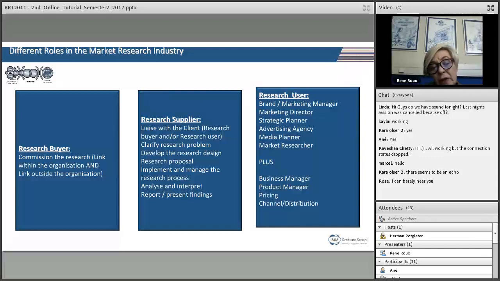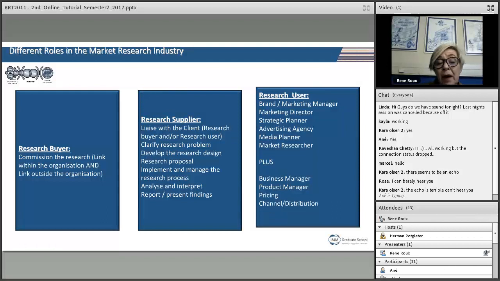Okay, and as I said, you also have to understand the different roles in the research industry. There are 3 key players in the research industry. There's the research buyer. That is the person that actually commissions the research. So it is someone within a business or organization, within the marketing department, who actually liaises with the research supplier, your next component, to say this is the research that we would like to do, etc. So they liaise with the research supplier and commission the research.